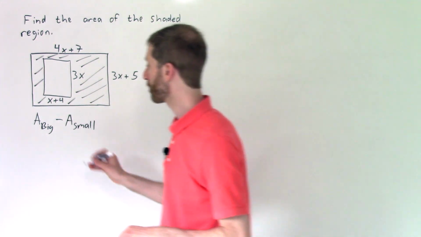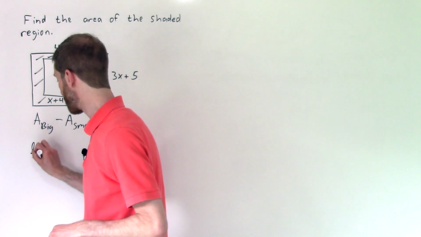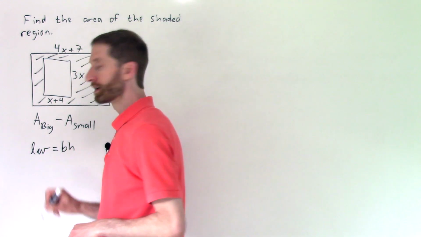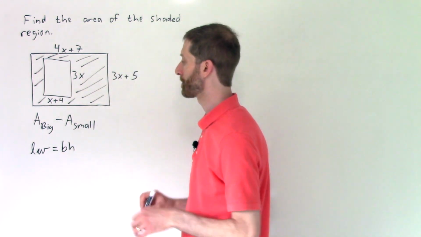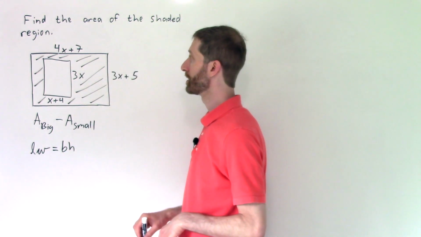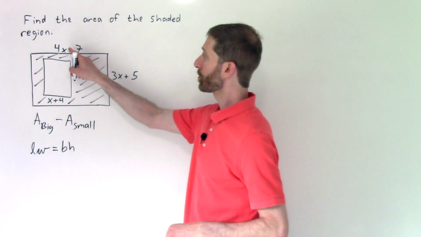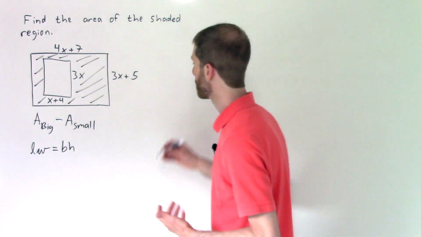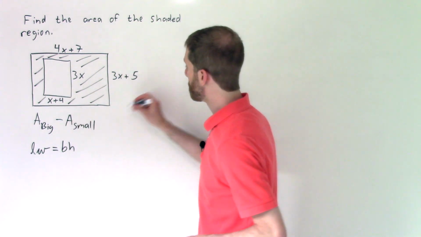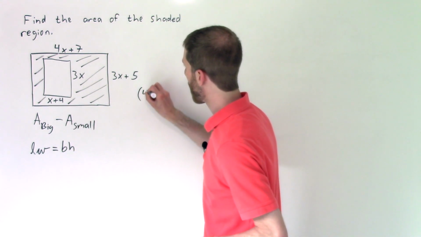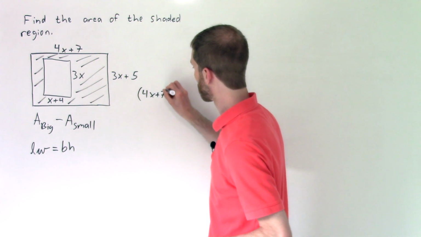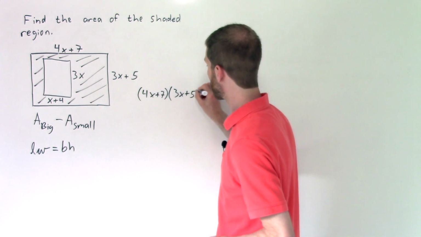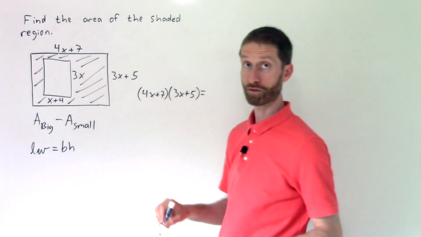Well, I know that the area of a rectangle, some of you will know that as length times width, which is the same as base times height, right? For a lot of people. So I typically think base times height. So I'm going to take the big rectangle, which will be 4x plus 7 times 3x plus 5. That's base times height, right? So I've got area of big, so that's going to be 4x plus 7 times 3x plus 5. And we'll get an expression for that.